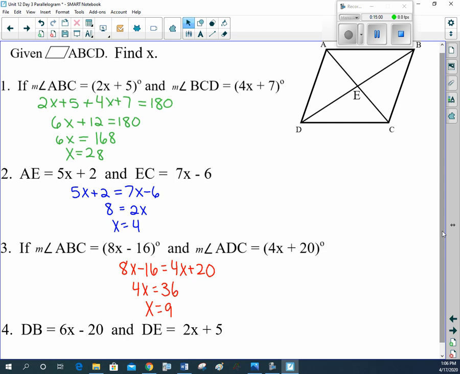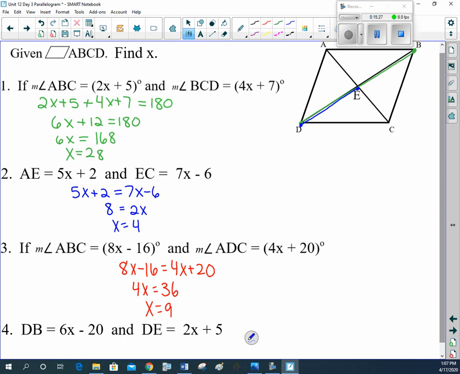DB is 6x minus 20, so D to B is that segment. And then D to E is that segment. Okay, they are definitely not equal. I can't put them equal to each other, and they don't add up to 180 degrees, because remember, this is segments, and degrees are angles. So we can't do 180.